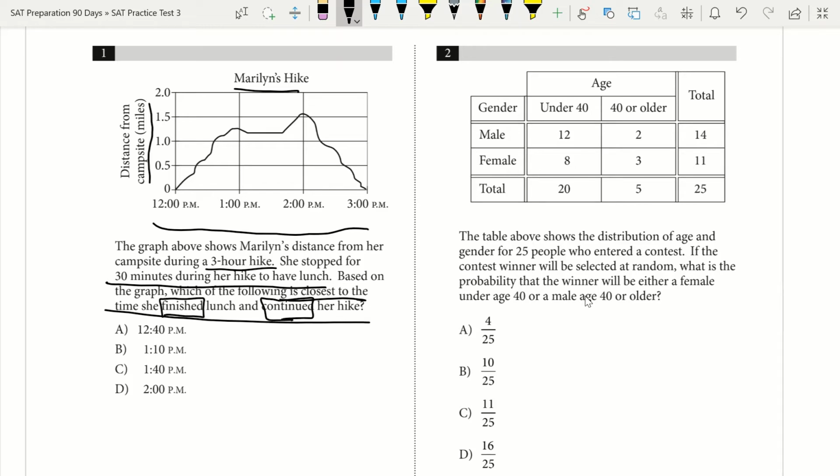So when is she finishing lunch? Well, when she starts eating lunch, she stops, which means her distance from her campsite will not change. But we're asked for when she finishes lunch and then starts her hike again. So that's going to be right here. She finishes lunch, then she starts moving once again. So that's going to be at about 1:40 p.m. So our answer there is going to be C.